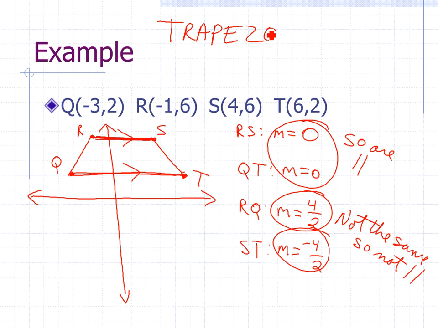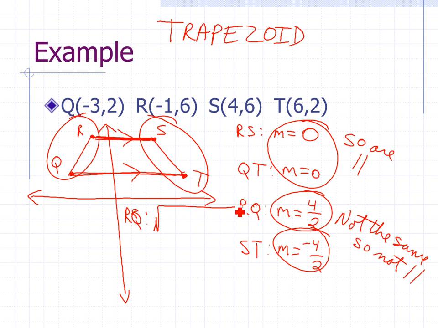But what else could it still be? We know it's a trapezoid, what else could it be? It could be isosceles. Yeah. How are we gonna tell if it's an isosceles trapezoid? If those two have the same what? Lengths. And so what we gotta do is use the distance formula on RQ and the distance formula on ST. Remember the distance formula? Subtract the x's, square it. Subtract the y's, square it.